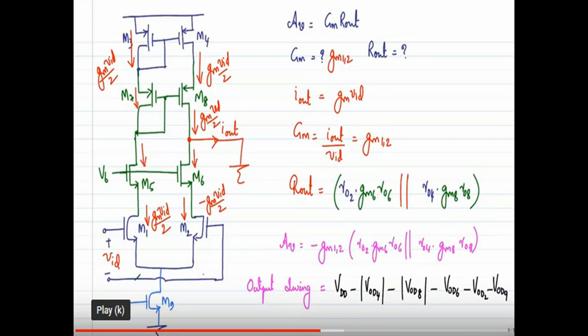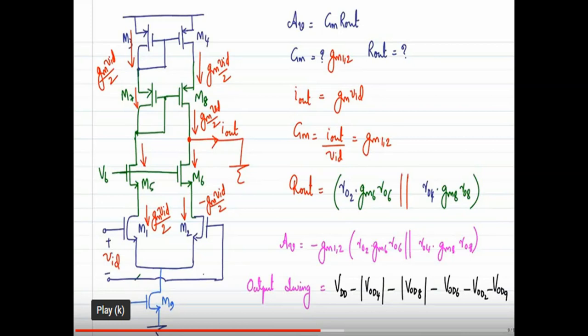So this same current will flow through the transistors M5, M7 and M3, that is GM VID by 2. M3 and M4 form a current mirror load, and M8 is also a current mirror structure. So the same current will flow through M4 and M8, that is GM VID by 2, and it is also the same current flowing through M6. And what about the current flowing through M2? M2 gate voltage is minus VID by 2, so the current flowing through M2 is minus GM VID by 2.